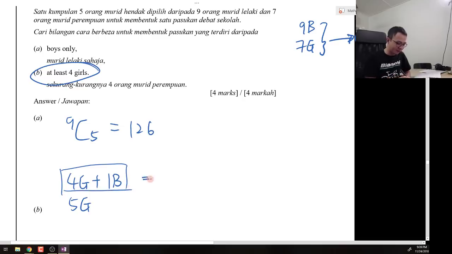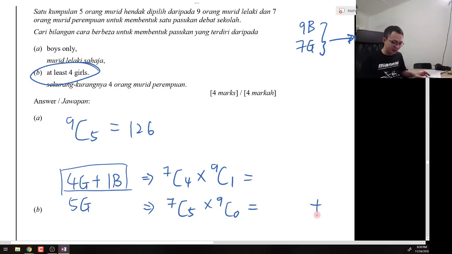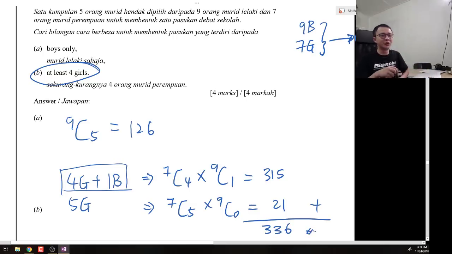So even though it's a plus, later you should multiply within each case, because the 5 people are in the same case. I have 7 girls here, I choose 4, multiply, I have 9 boys here, I choose 1. This one, from 7 girls I choose 5, then 9 boys I choose 0. And then I will add both answers together. 7C4 times 9 is 315. 7C5 is 21. So you add them together, it should be 336. Alright, this is how you do this kind of question.